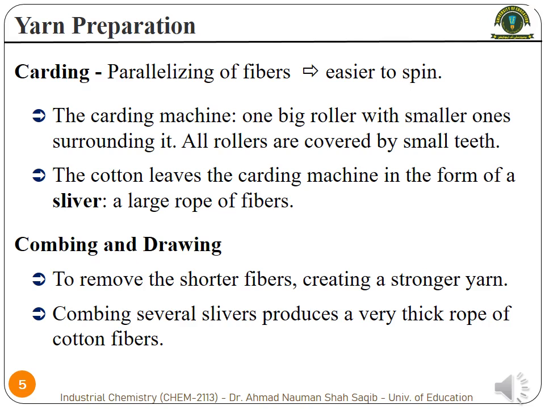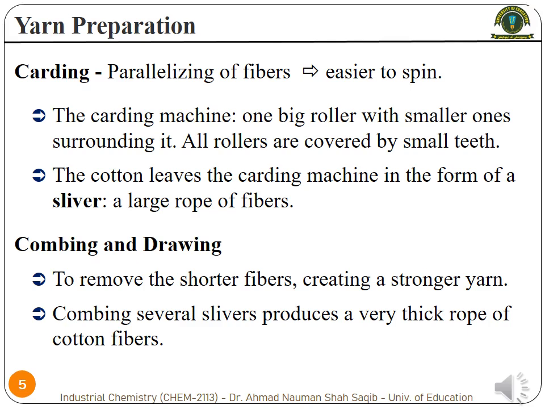In the carding machine, it contains one big roller and some smaller ones around it. So there is one big roller and small rollers with it, and mostly they have a small kind of teeth on their surface, these rollers.